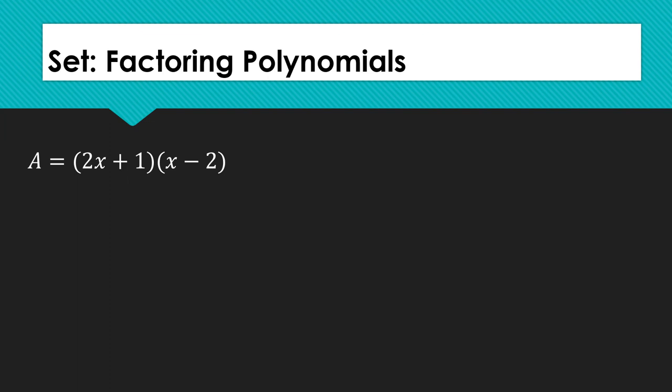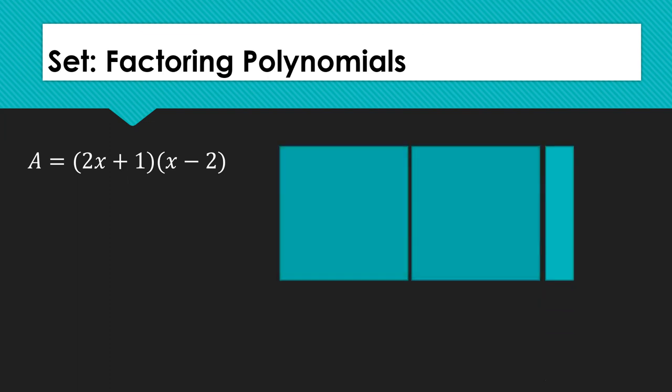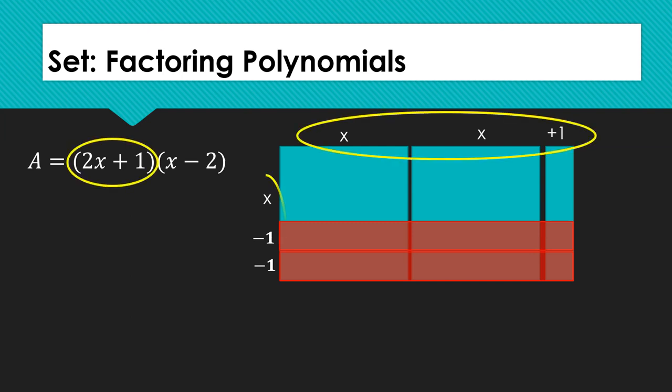The first factor, 2x plus 1, represents the top side of the entire rectangle. The second factor, x minus 2, represents the left side of the entire rectangle. Remember, the red tiles represent negative numbers. Now that we know the dimensions of each of the squares and rectangles, we can fill in the areas by multiplying the length and width of each.